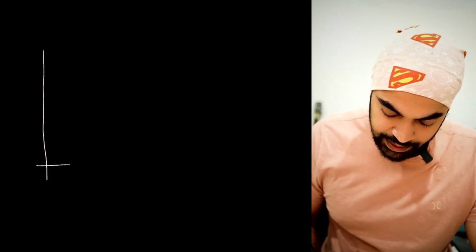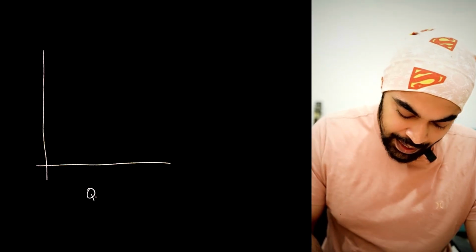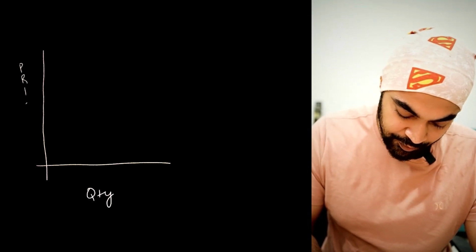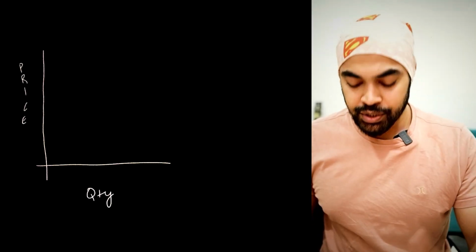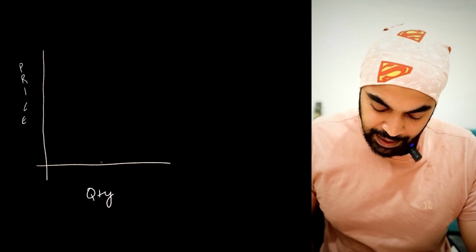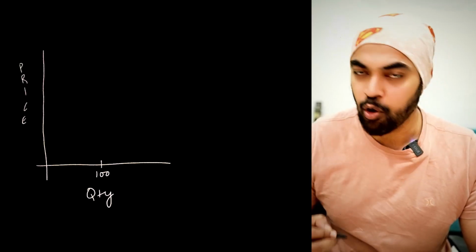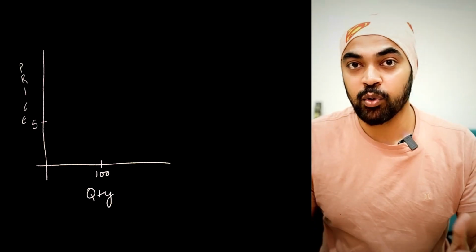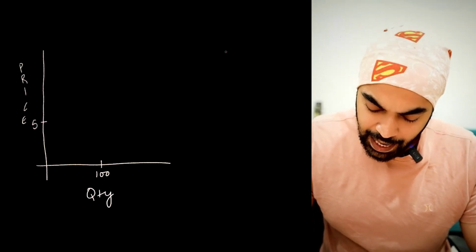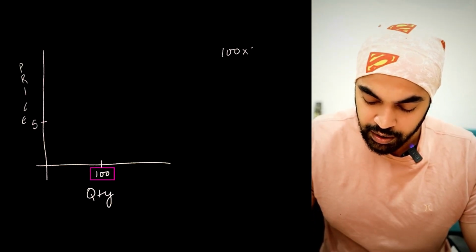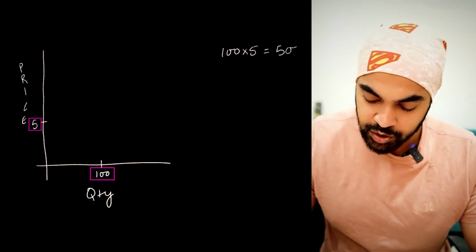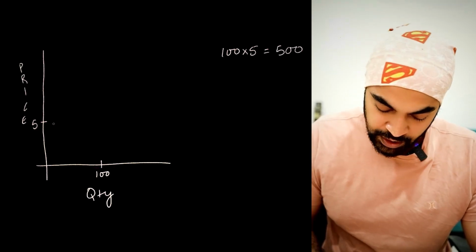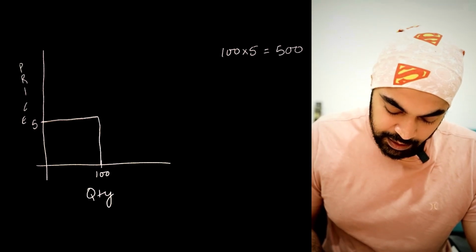So let's just say that I am working with a simple chart. On the x-axis right here, we have the quantity, and on the y-axis, this is where we have the price of the product. Now let's just say a particular company is selling 100 units of a product, and the price they sell it at is $5. If I want to find out my sales, I multiply the quantity, which is 100, by 5, and that gives me my sales, which is 500. That area is nothing but my selling area.